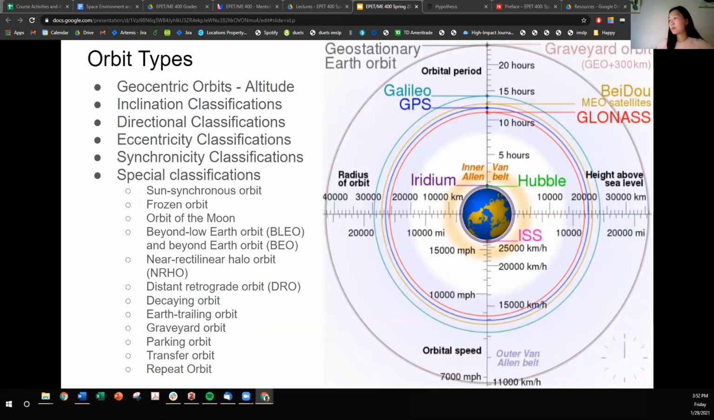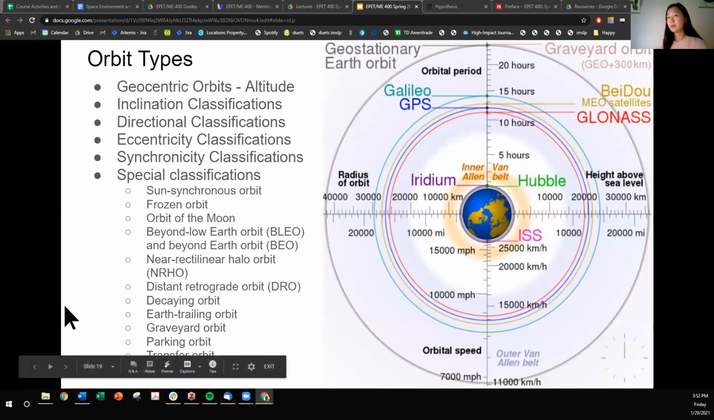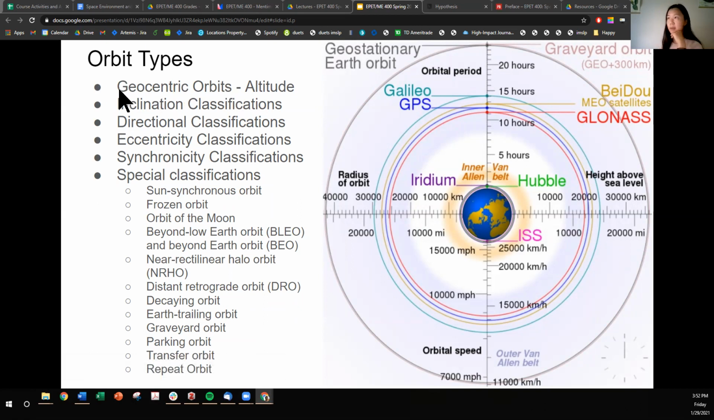Okay, and this is a really big slide. So there are a ton of different orbit types. Let's just focus on these larger categories first. There are geocentric orbits. So let's break down that word. Geo for Earth, centric as in centered. And these orbits just toggle the altitude of spacecraft orbiting around Earth.